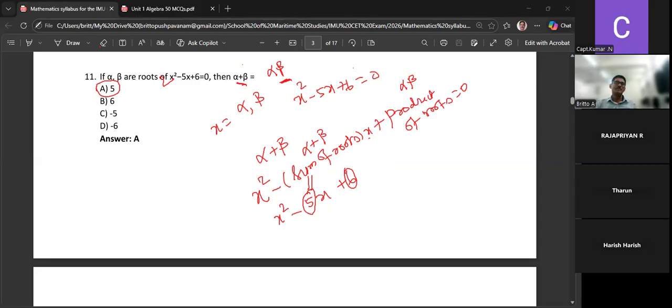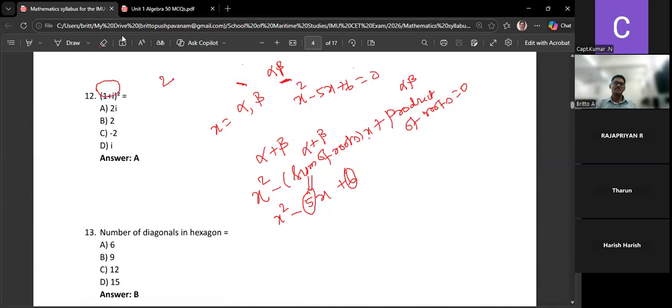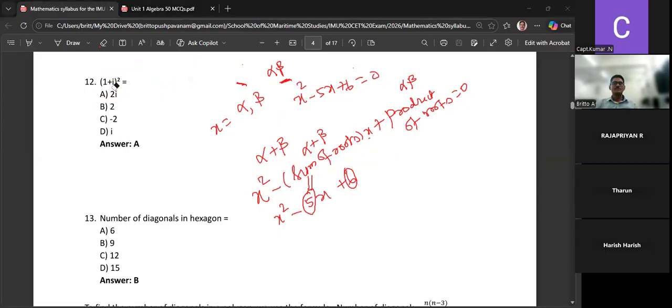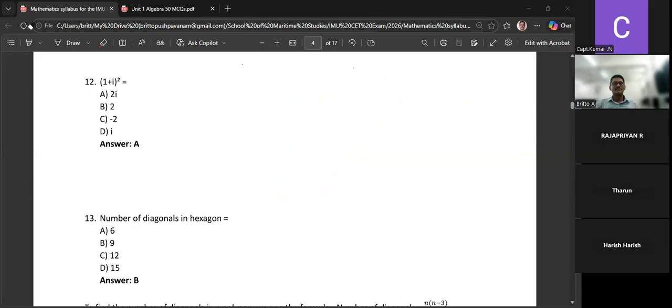Now, what is the next question? Question number 12. Okay. So, question number 12 is: you are asked to find the value of (1 + i) the whole square. What is the value of (1 + i)²?